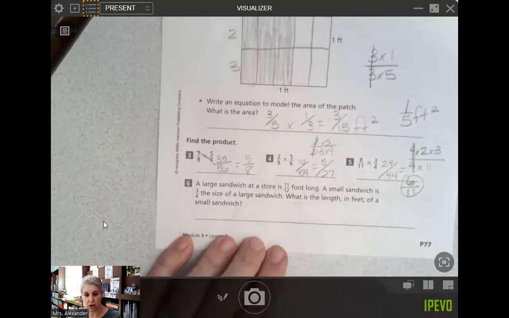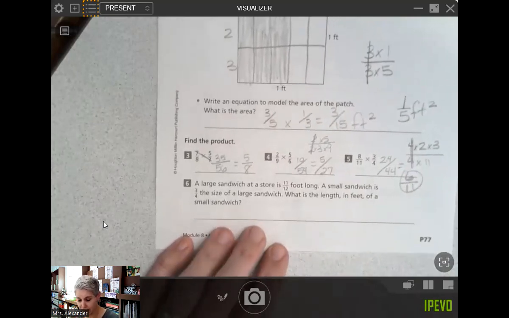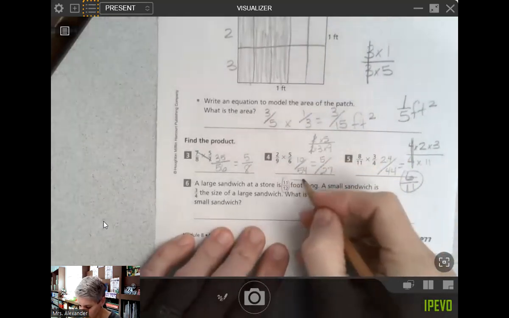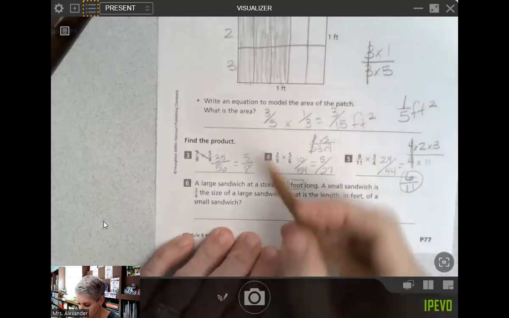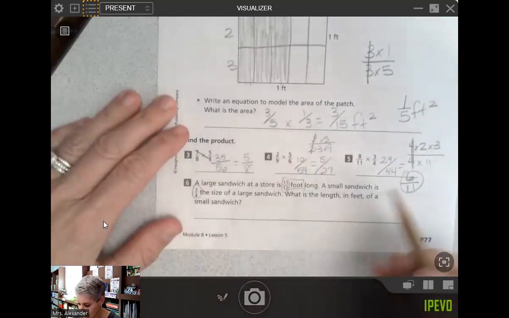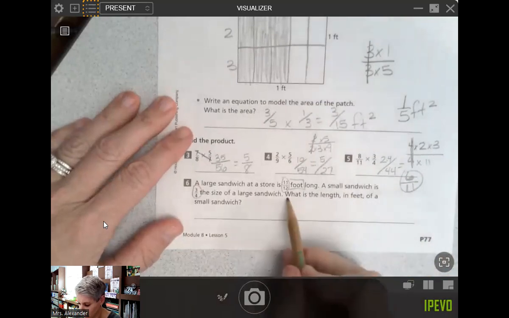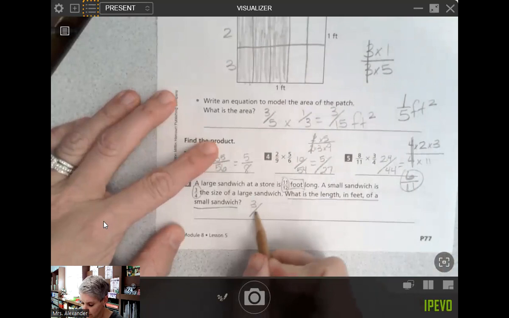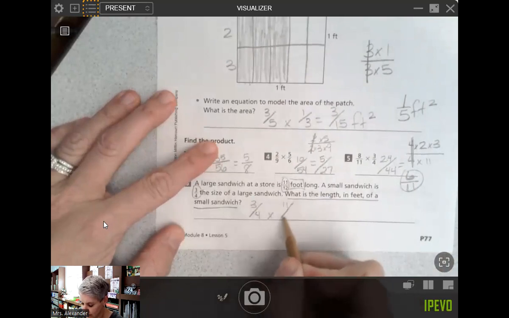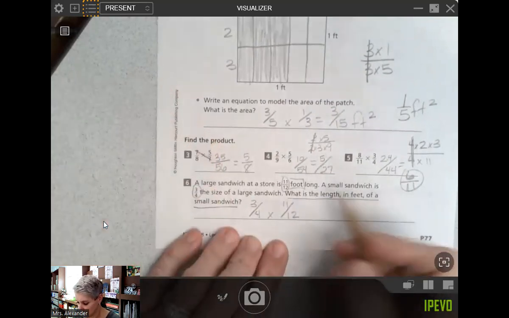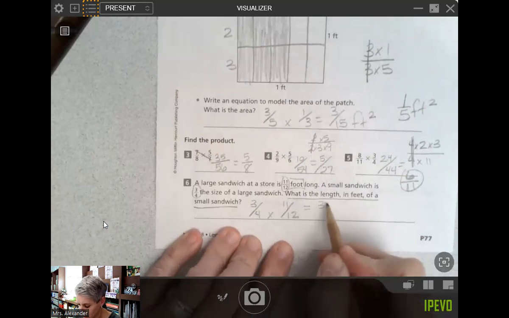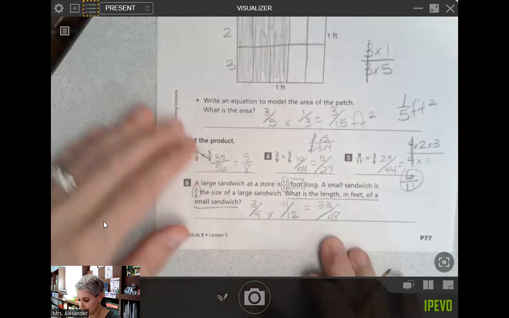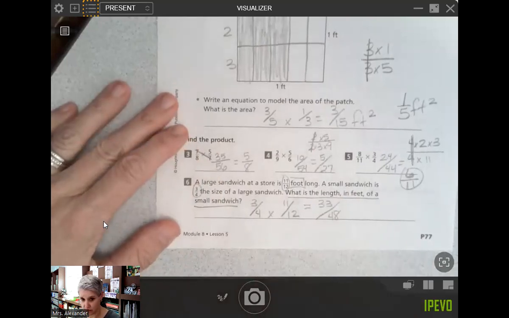Number 6, a large sandwich at a store is 11/12 of a foot long. A small sandwich is 3/4 the size of a large sandwich. What is the length in feet of a small sandwich? It is 3/4 of 11/12. So if I do that work, I would get 33/48. Now, that's a fine answer.